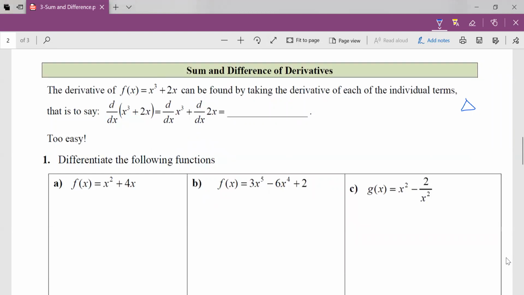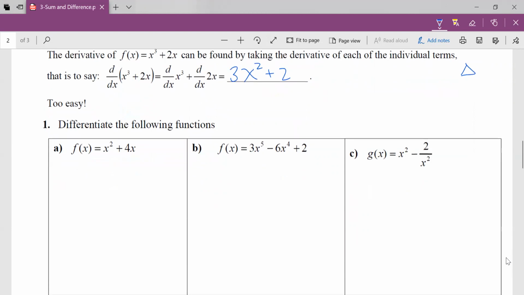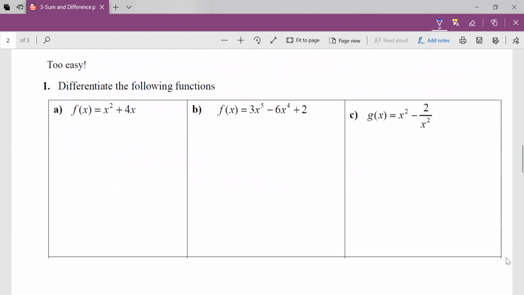So all I do is take the derivative of each of these pieces individually. The derivative of x cubed is 3x squared, and the derivative of 2x is just 2. And we're done. Didn't I tell you this would be the easiest lesson? Because you already know what you're doing, because you're so smart. So I look at a, x squared plus 4x. Well, it's a sum, so I can take the derivative.